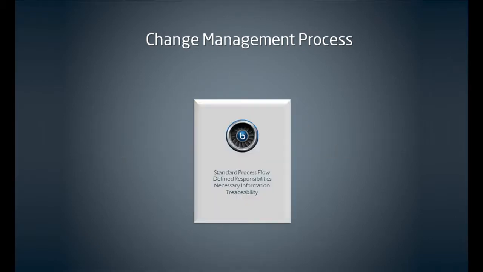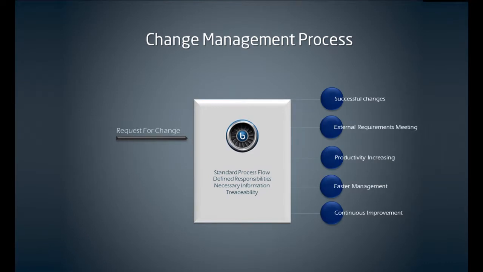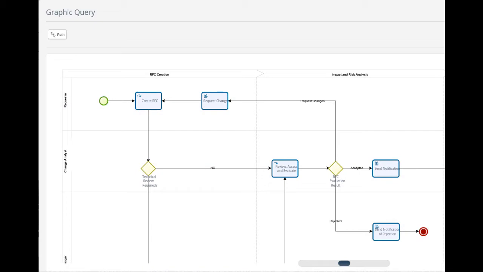The definition of a standard process flow, responsibilities, information that must be recorded at each activity, and the traceability of each change will allow you to prioritize and respond to change requests, reduce the number of unsuccessful changes, meet external requirements, provide better estimations of time and cost, aid productivity, reduce response times, and identify useful information that will support continuous improvement. Analyze and implement the changes for your organization in an agile and efficient way.